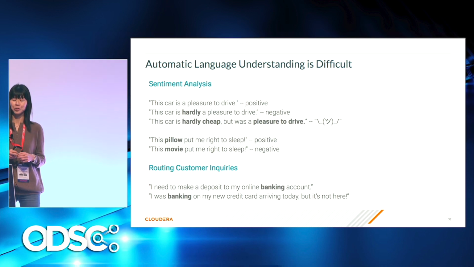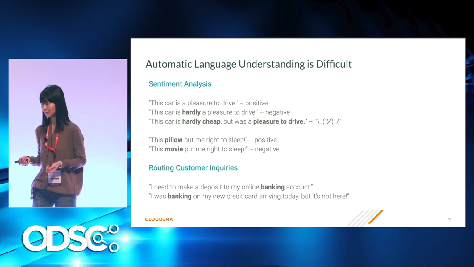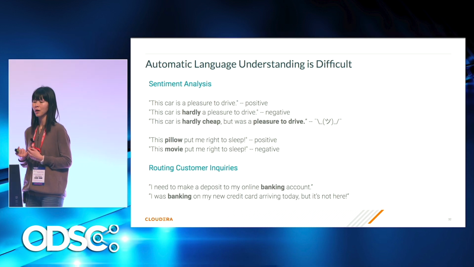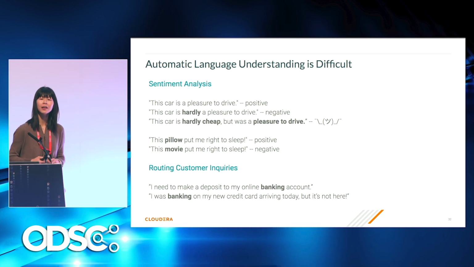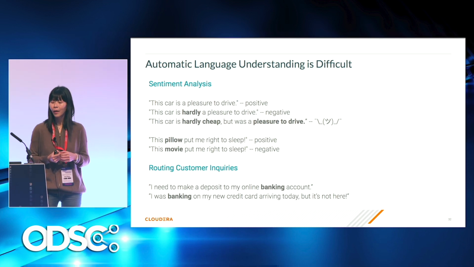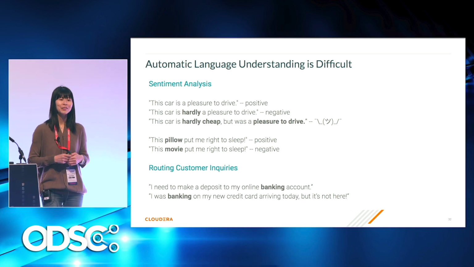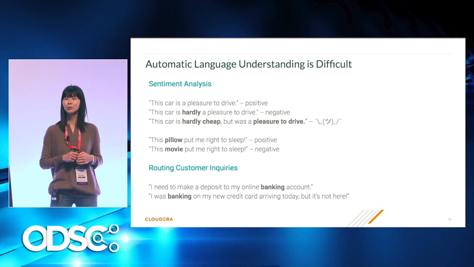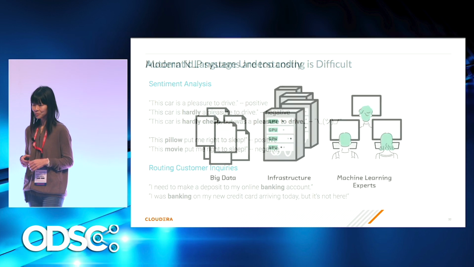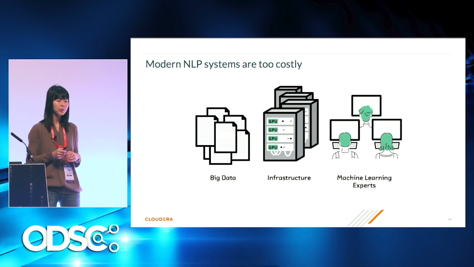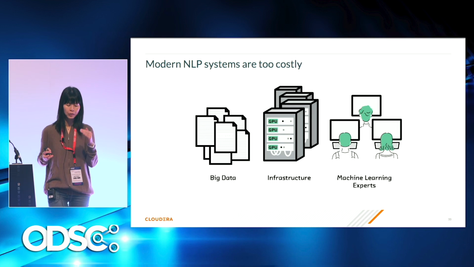If we're trying to route customer inquiries, the machine needs to understand that certain words actually might mean different things. I need to make a deposit to my online banking account. This one, the word banking means actual banking, and it should be routed to a banking department. The next sentence, I was banking on my new credit card arriving today, but it's not here. Now, the word banking here means totally different things, and the machine has to know that this should go to the credit card department.